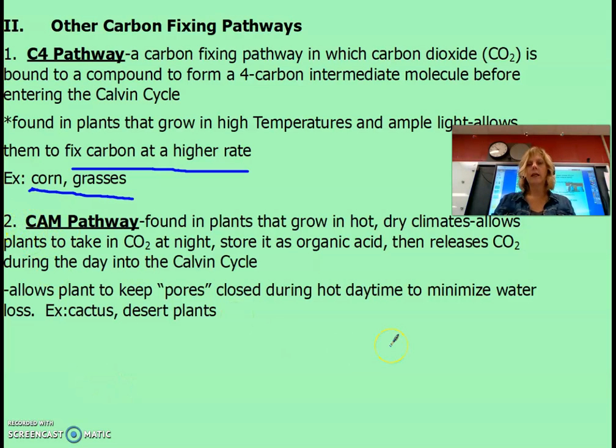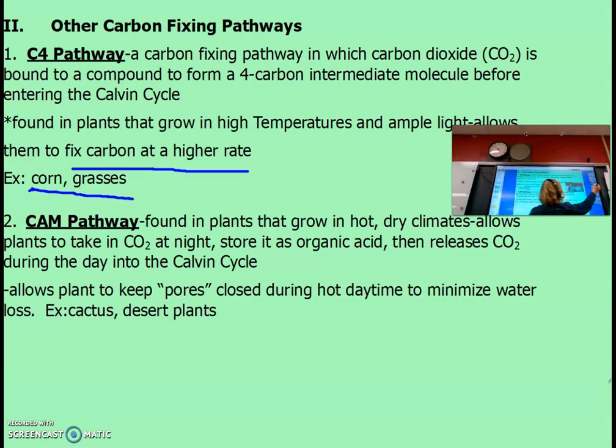This is pretty fascinating because we're talking about desert plants, plants that grow in really hot and dry climates where there's not a lot of water. So water becomes very, very precious. They have to be very careful not to lose the little bit of water that they have. In dry climates, this allows plants to take in CO2 at night.